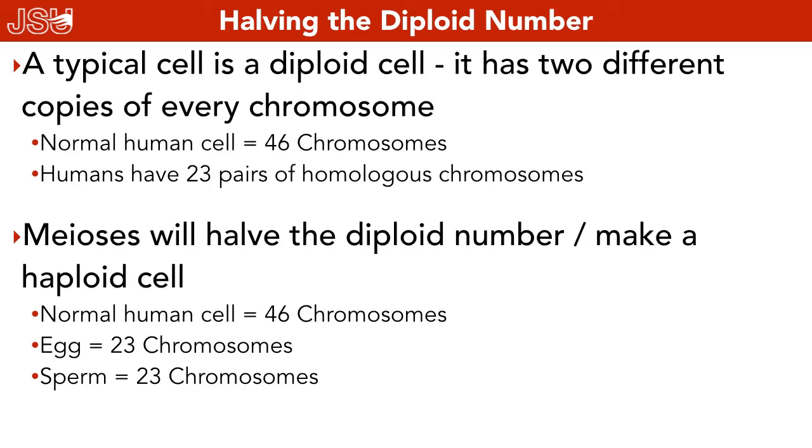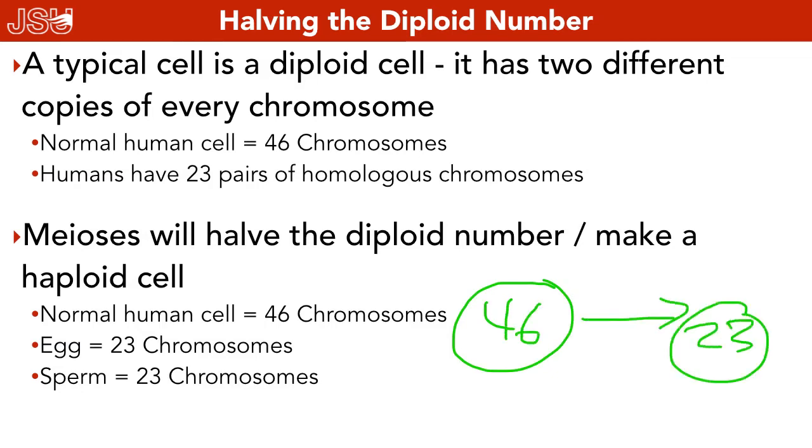Now, if you have 46 chromosomes, and for every one chromosome, there's a homologous pair from your other parent, how many homologous chromosomes do you have? 23. All right. Now, meiosis will go from diploid to haploid. So what meiosis is going to do is go from a cell that has 46 chromosomes. At the end of the day, it will make a cell with 23 chromosomes.